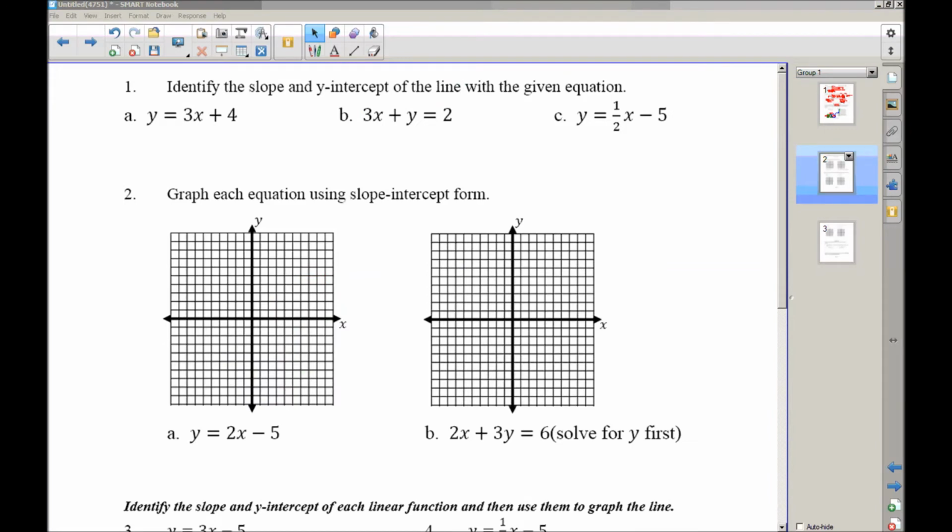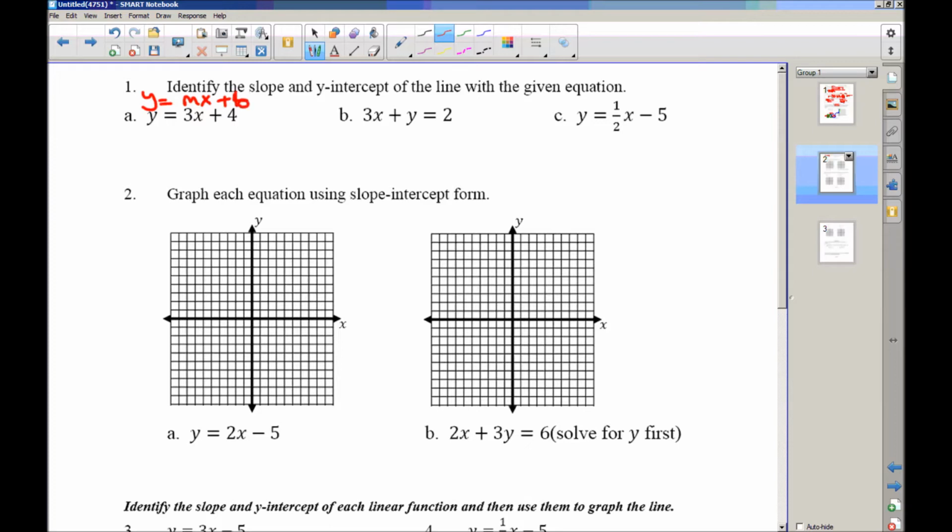Okay, on our second page, our first directions are to identify the slope and the y-intercept of a line with the given equation. So we're asked to find out what is the m and the b. So remember, we're going to try to write our equation by solving for y, and then the number with the x will be our slope, and the starting place number, the number by itself, will be our y-intercept.